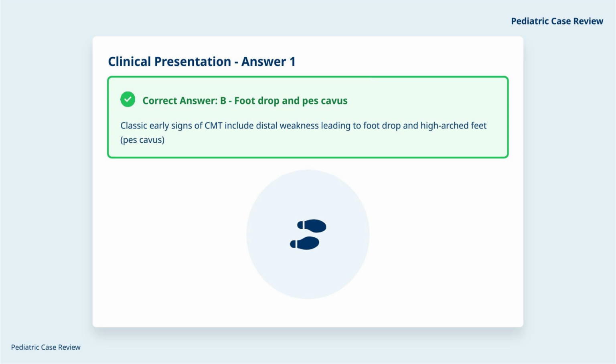The correct answer is B. Foot drop and pes cavus. These are hallmark early manifestations of Charcot-Marie-Tooth disease in children. The distal muscle weakness typically affects the peroneal muscles first, leading to foot drop, while the imbalance between stronger and weaker foot muscles gradually leads to the characteristic high arch deformity known as pes cavus.